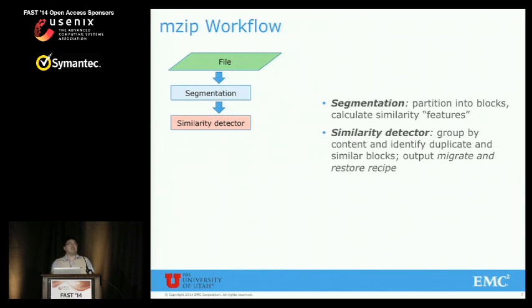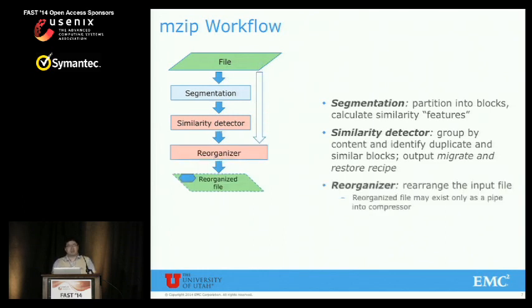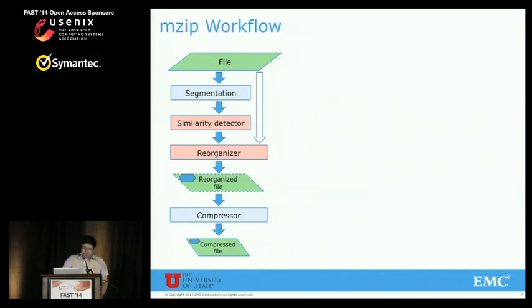It will output two recipes, the migrate recipe and the restore recipe. And then we use the reorganizer to generate the reorganized file. Please note that at the beginning of the reorganized file, we store the restore recipe. And we use standard compressors to compress the reorganized file. Note that the reorganized file could exist only as a pipe between the reorganizer and the compressor.